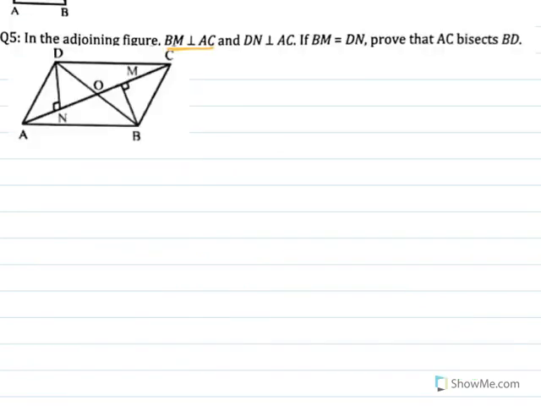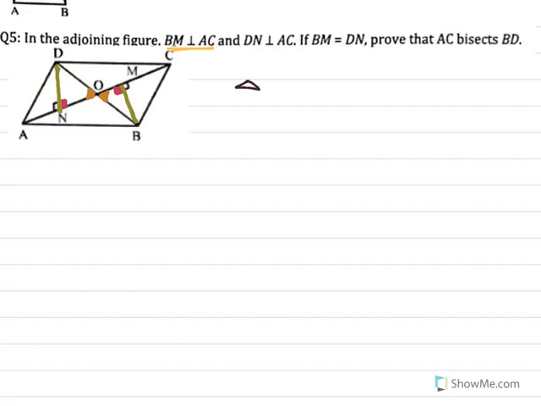In the figure, BM is perpendicular to AC, so something must be 90, and DN perpendicular to AC also. So we have this and this 90. So two angles equal. And BM equal to DN. So here these are equal. And we have a pair of vertically opposite angles which we can mark on our own. So the two triangles are congruent by AAS test.